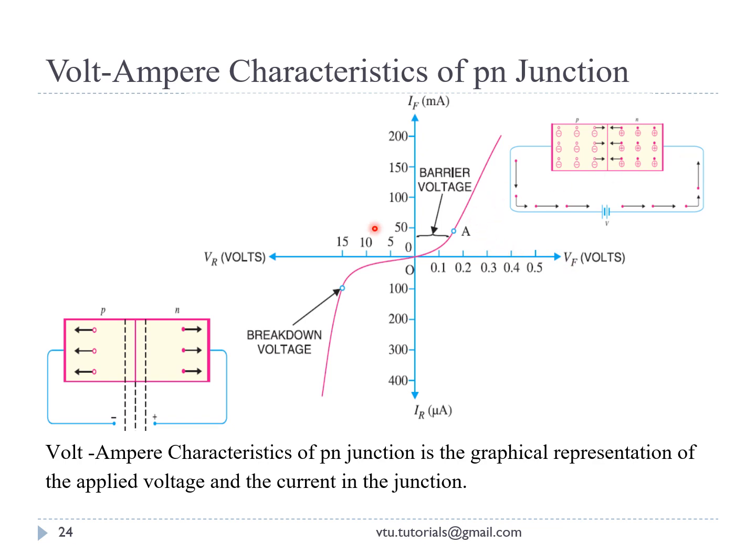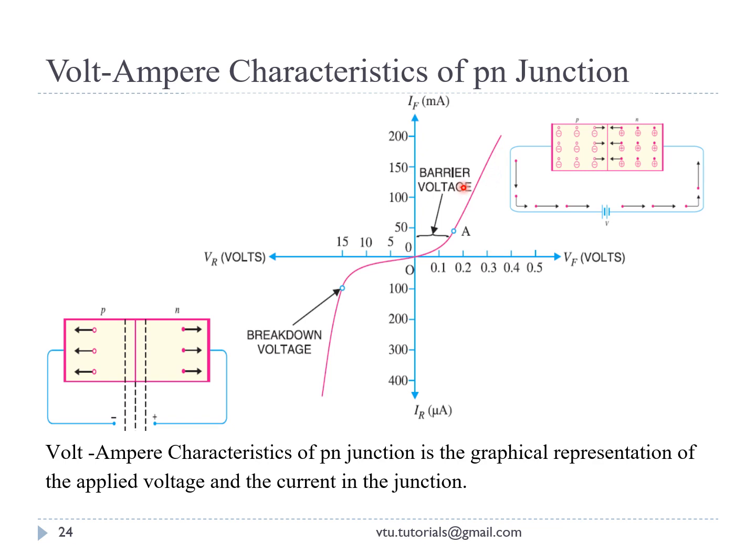This point is known as the knee point. We'll just see to that later. After this point A, there is an increase of current with increase in forward voltage. This rising curve is obtained with the forward biasing of the PN junction.